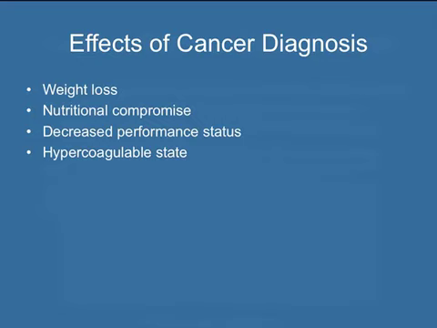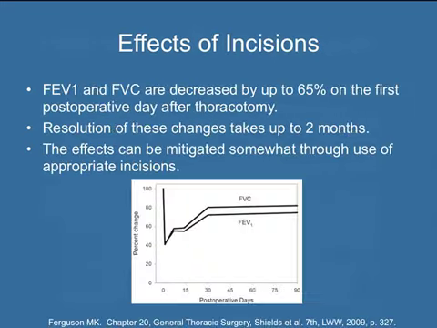A diagnosis of cancer often carries with it predisposing factors for increased complications after major thoracic surgery, such as the combination of weight loss, nutritional and immune compromise, and decreased performance status. In addition, the presence of cancer increases the risk of thromboembolic phenomena owing to the hypercoagulable state often associated with cancer.